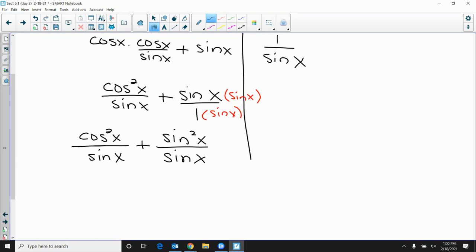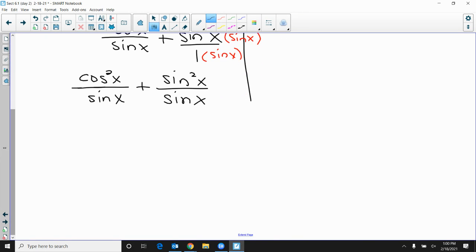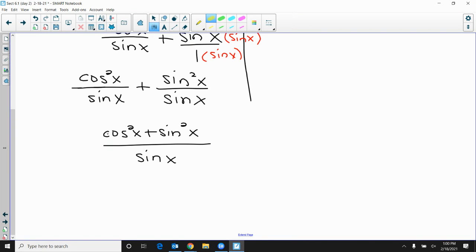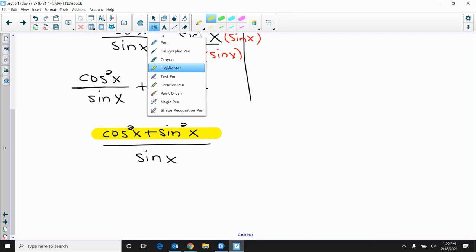I say that a lot: I just say do the math. It means you need to multiply, or add, or subtract, based upon the problem. So somehow I got to add those together. I do get a common denominator, and you're going to get cosine squared plus sine squared, which equals 1. So I get cosine squared of x plus sine squared of x over sine of x, and we said that will equal 1.